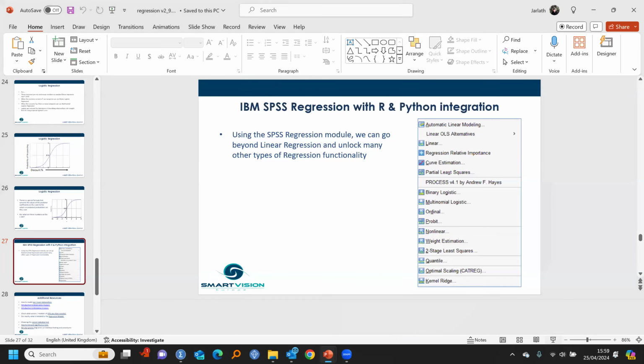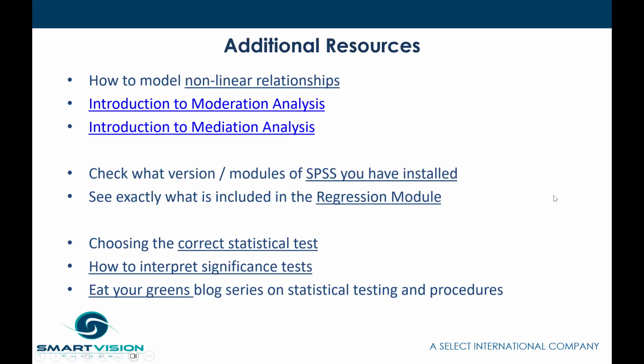What other things do we want to point out here? There are some additional resources you might want to look out for related to regression and linear regression, such as how to model nonlinear relationships, and an introduction to techniques called moderation analysis and mediation analysis. There are also some links here to help you figure out which modules you've got installed within SPSS, exactly what's included in the regression module, as well as material on choosing the correct statistical tests, and some blogs on statistical testing and various procedures.